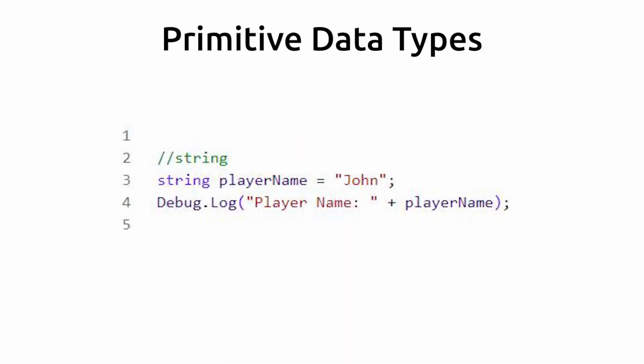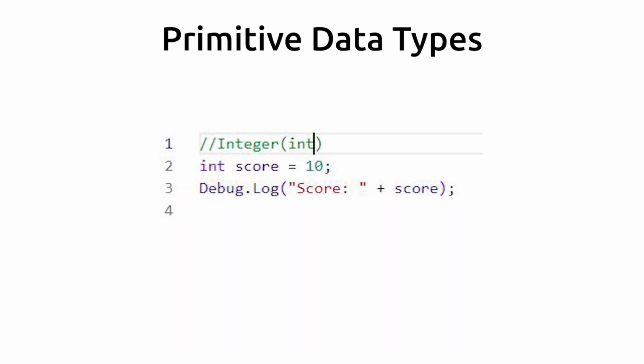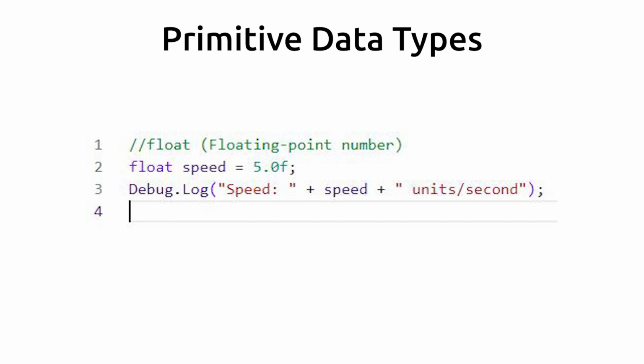String stores a sequence of characters. Example, string playerName = "John". Int, integer, stores whole numbers. Example, int score = 10. Float, floating point number, stores decimal numbers. In Unity, it's often used for values like speed, time, etc. You need to append f to the number. Example, float speed = 5.0f.